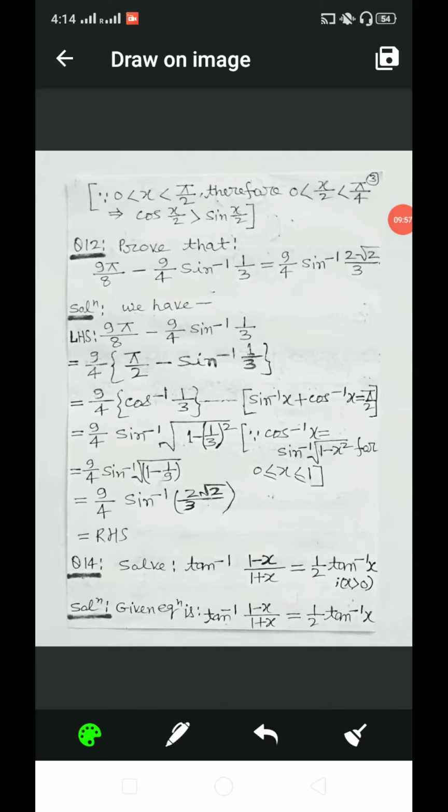Already the region is given, since 0 less than x less than pi by 2. So 0 less than x by 2 less than pi by 4, and in this case cos x by 2 is greater than sin x by 2. Already we discussed above.